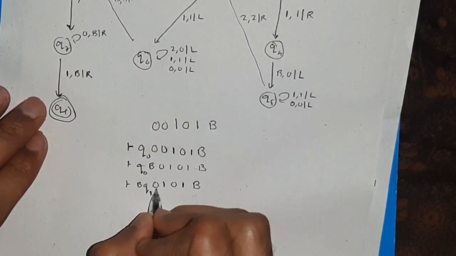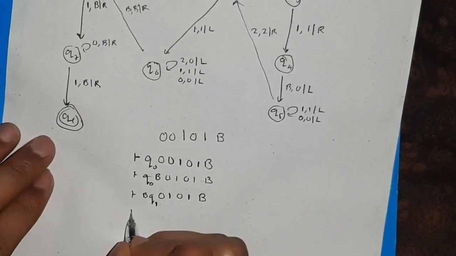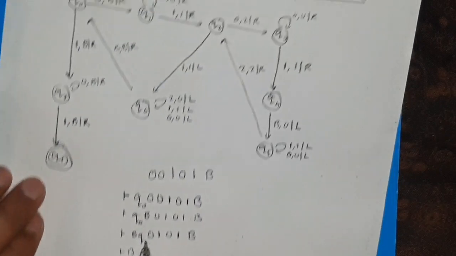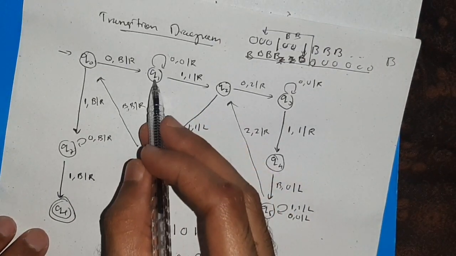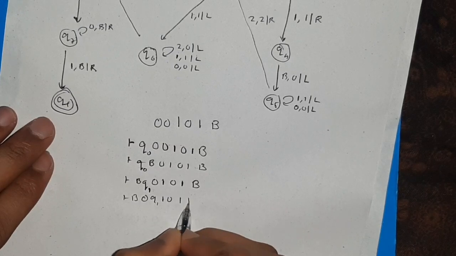Then what is the next thing? Here I have to ignore n number of zeros. So therefore, I'll be writing the same thing. I'll be ignoring n number of zeros, where I have to move to the right and stay in the same state. So 0 will come here, Q1 1 0 1 B. So Q1 is here now.